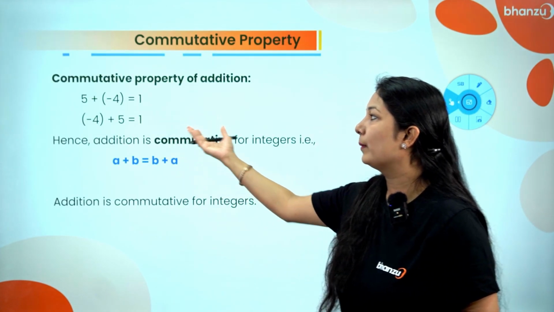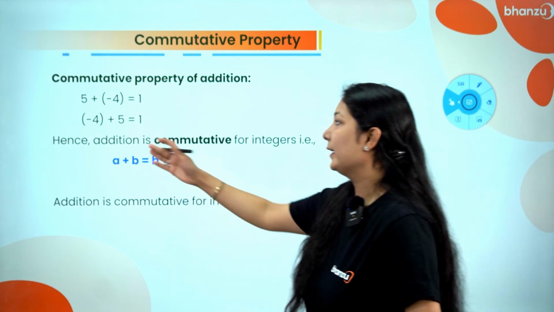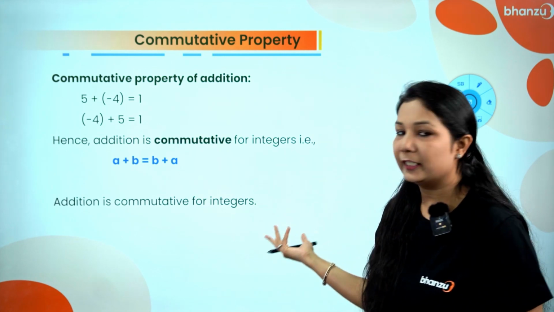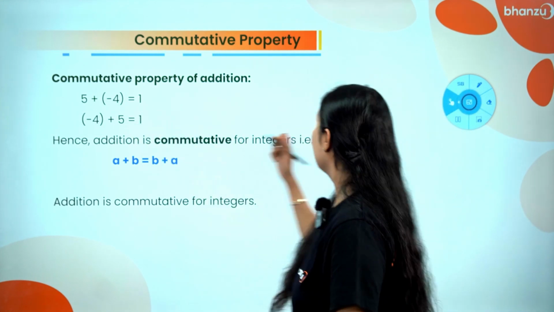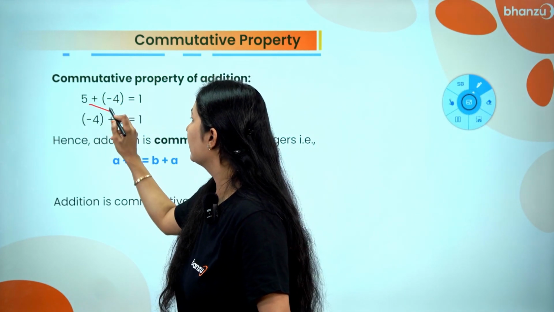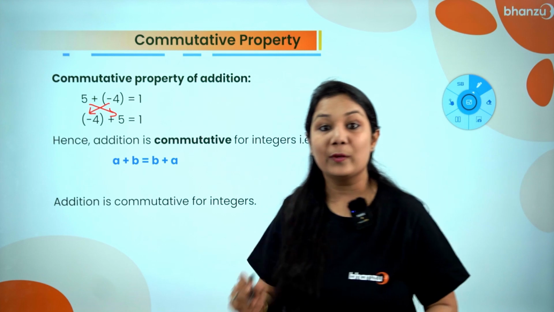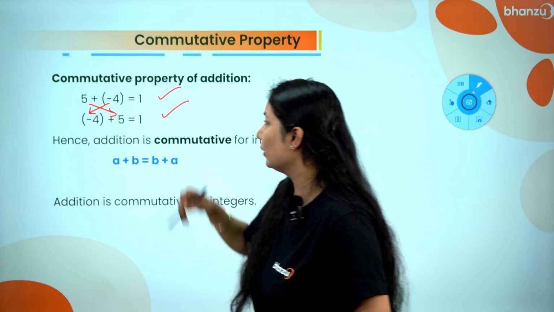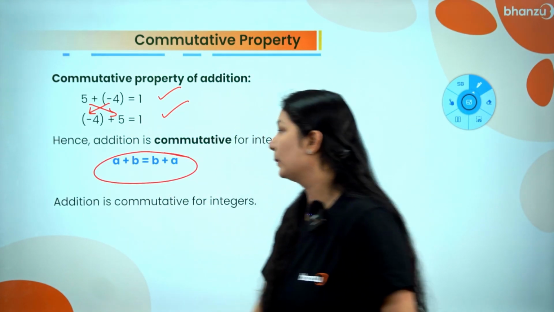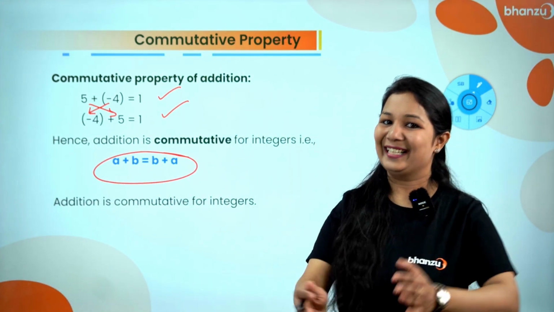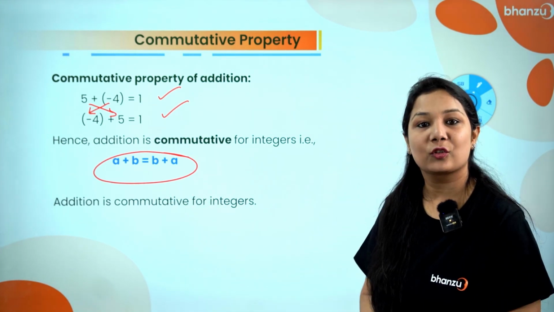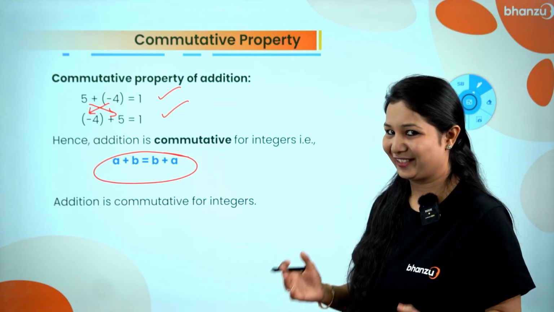So 5 plus of minus 4 is 1. Minus 4 plus of 5 is 1, right? So addition is commutative for integers. Even if I change the position of the integers, we got the same answer, right? You can see plus 5 and minus 4, we got the same answer, which is plus 1. So the general rule states that a plus b will always be equal to b plus a. This means addition is commutative for integers. Addition is commutative for integers, right?